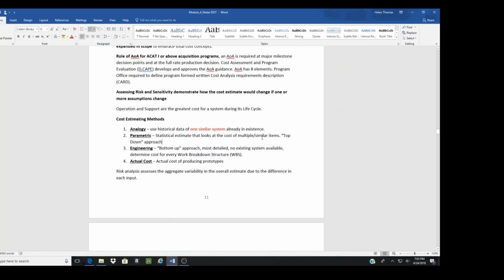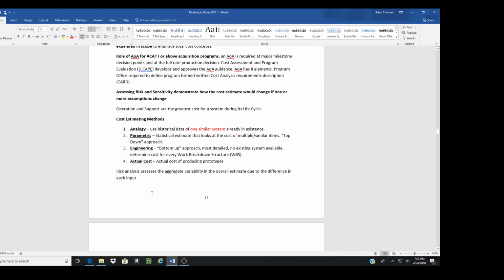Bottom-up approach. So you've got the top-down, which is your parametric, and your bottom-up, which is your engineering. Engineering determines cost for every work breakdown structure, your WBSs. So they're really detailed and time-consuming with your engineering method. And then your actual cost: what is the actual cost of producing the prototype? So these are your 4 cost estimating methods.